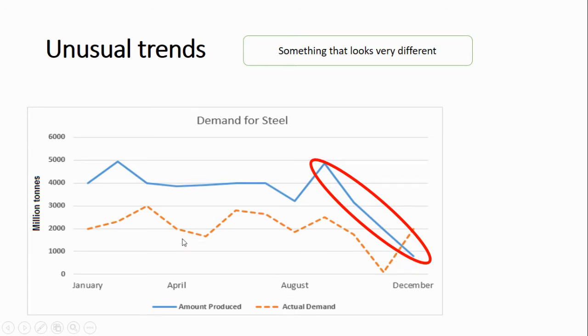And when you look at actual demand, it was between 2,000 and 3,000 here. And then suddenly it dropped to almost zero. For me, it's unusual, and I need to mention that. However, if you think there's nothing unusual, you just need to write there are no unusual trends.